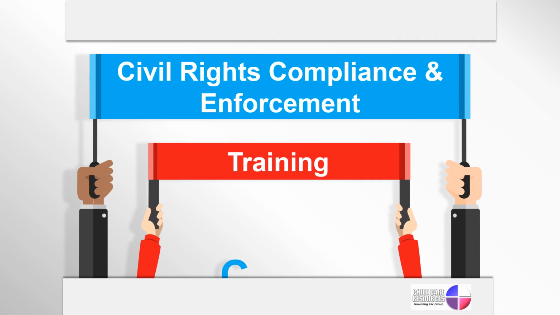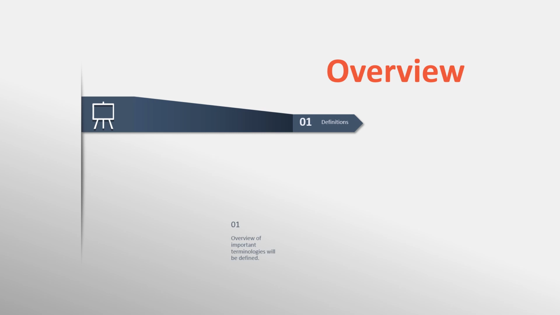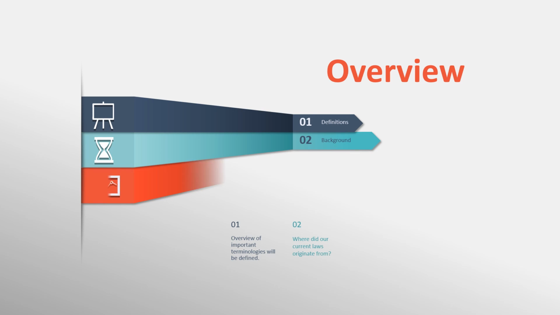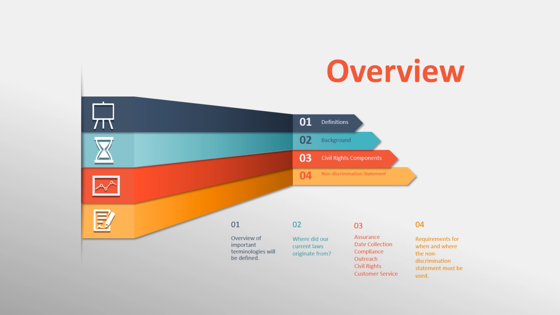Civil rights compliance and enforcement training is an annual required training in the CACFP. We will review the following topics as they pertain to civil rights: definitions, background, civil rights components, and non-discrimination statement.